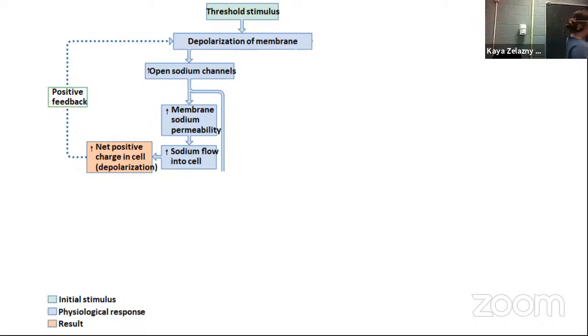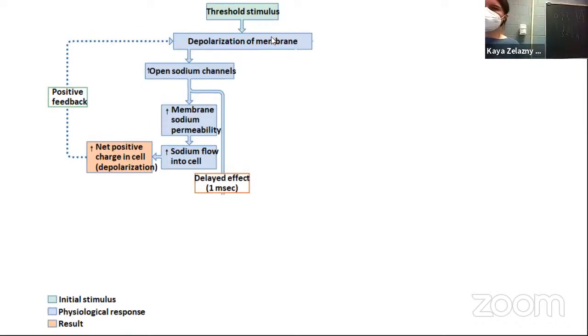This creates a positive feedback loop in our neurons because as we have these sodium ions flowing into the cell, this is opening more and more and more voltage-gated sodium channels. So more and more regions of the membrane, in this local region, are reaching that threshold that they need in order to open the channels.